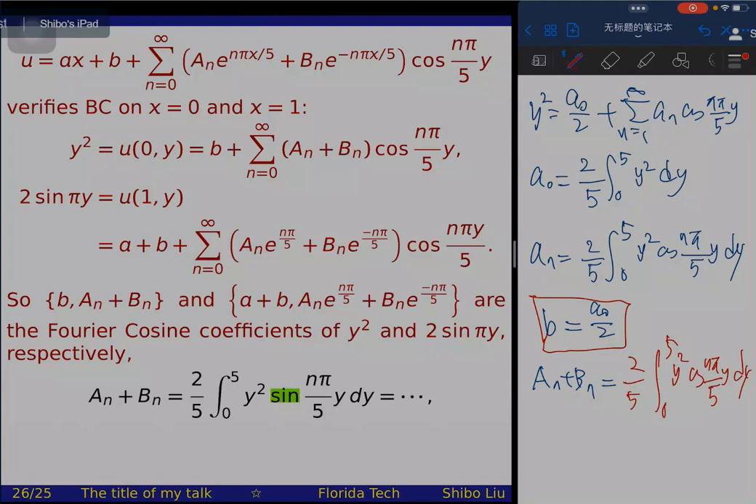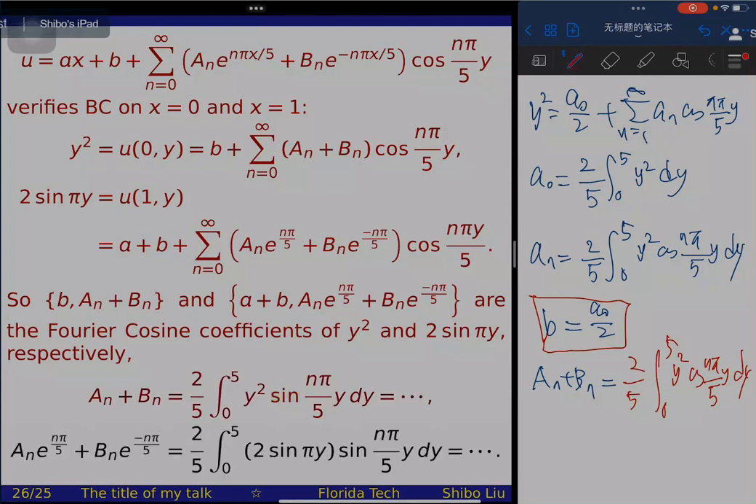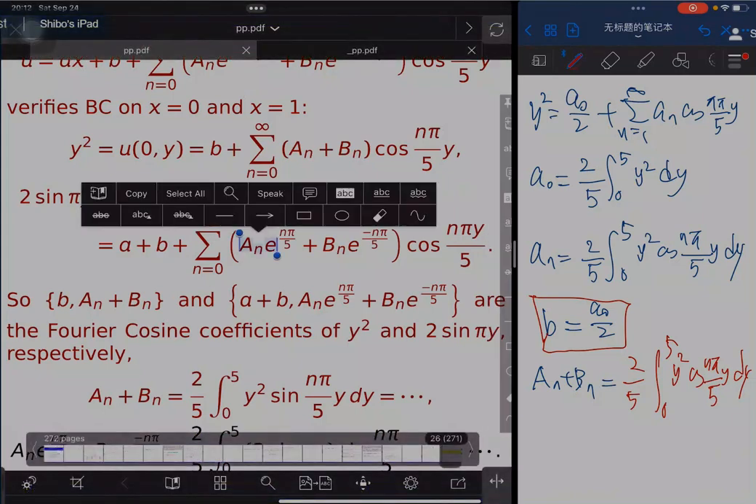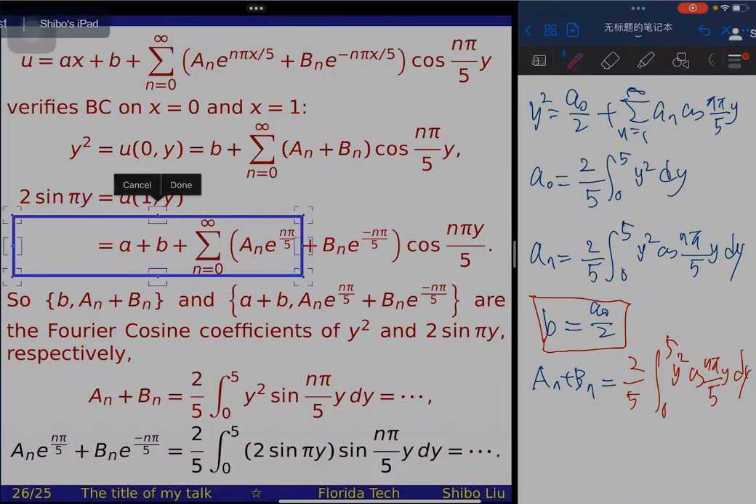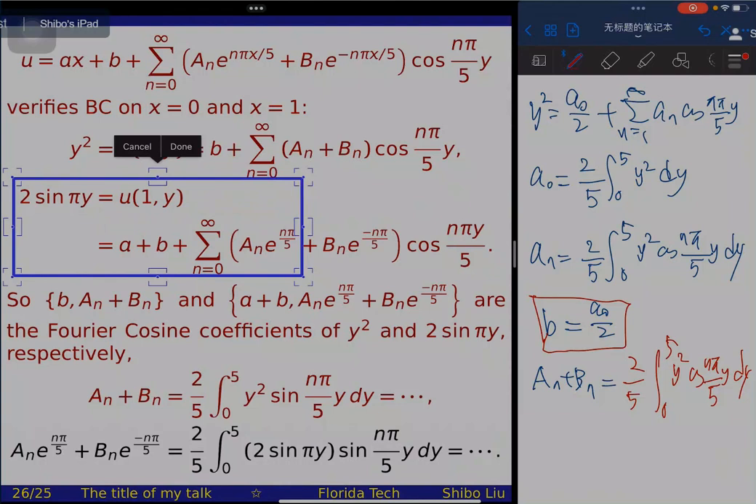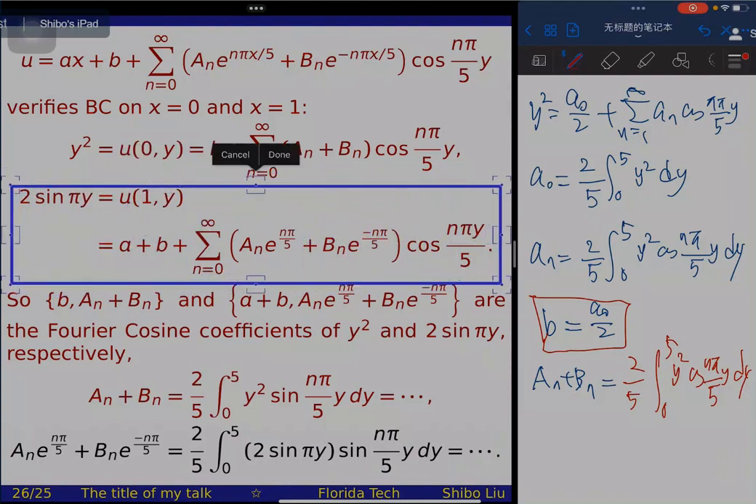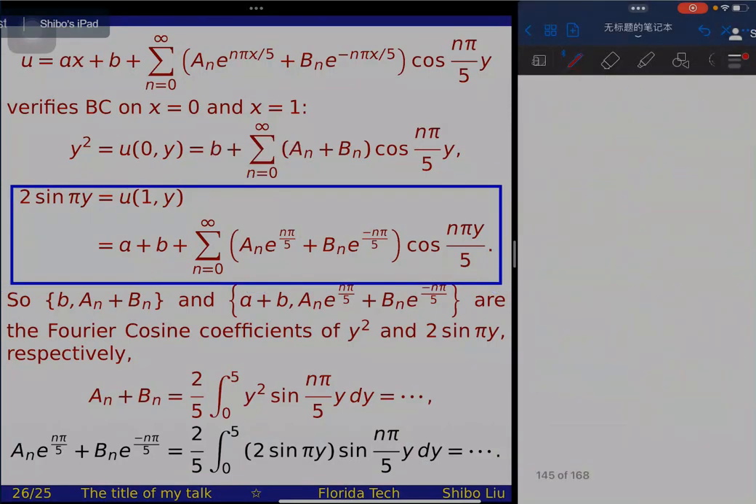And for the coefficient for 2 sine pi y, from this expansion, for this part, there is also a misprint. For this part, what should we have? We should have a plus b.